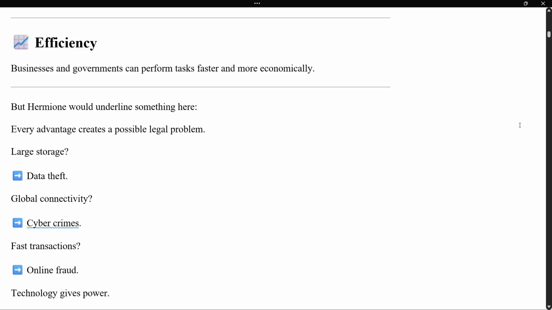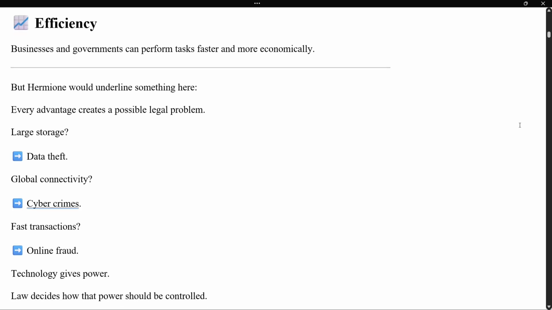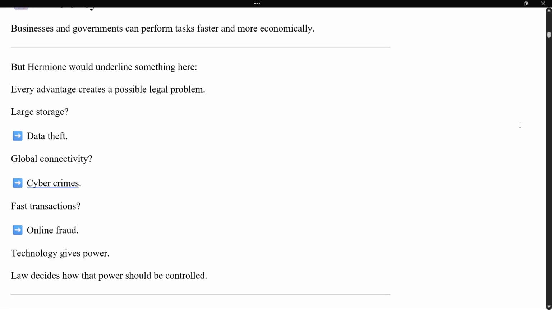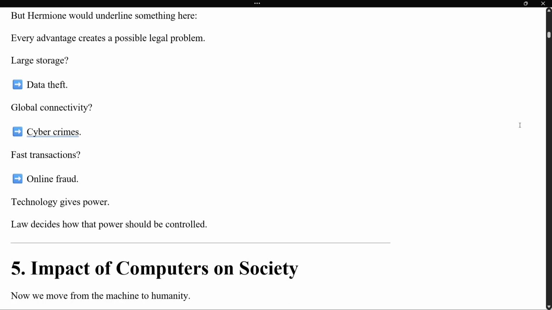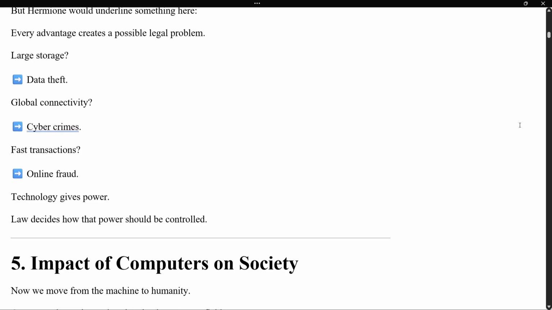Large storage leads to data theft. Global connectivity leads to cybercrimes. Fast transactions lead to online fraud. Technology gives power. Law decides how that power should be controlled.